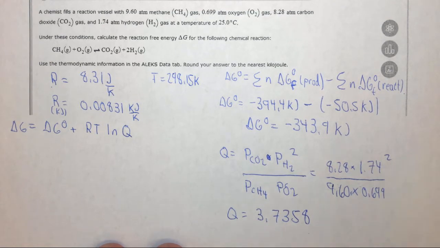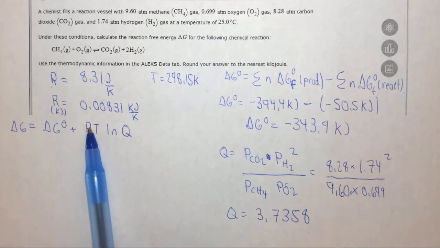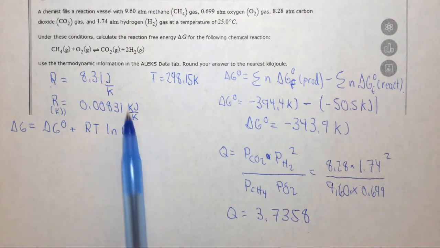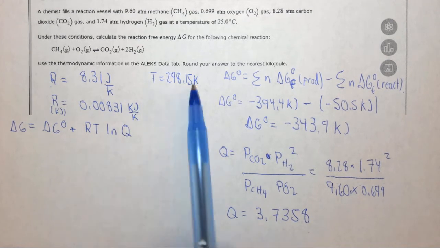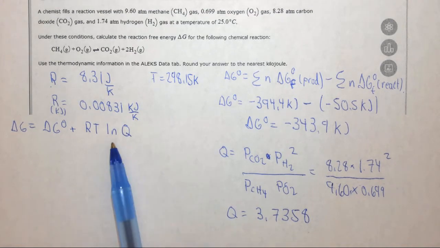Well, now we have all of our variables. We have delta G naught. We found that from products minus reactants. We have R, that's a constant. We just converted it to kilojoules per K instead of joules per K. We have T, we found the absolute temperature in Kelvin. And we have Q, which is just products over reactants.